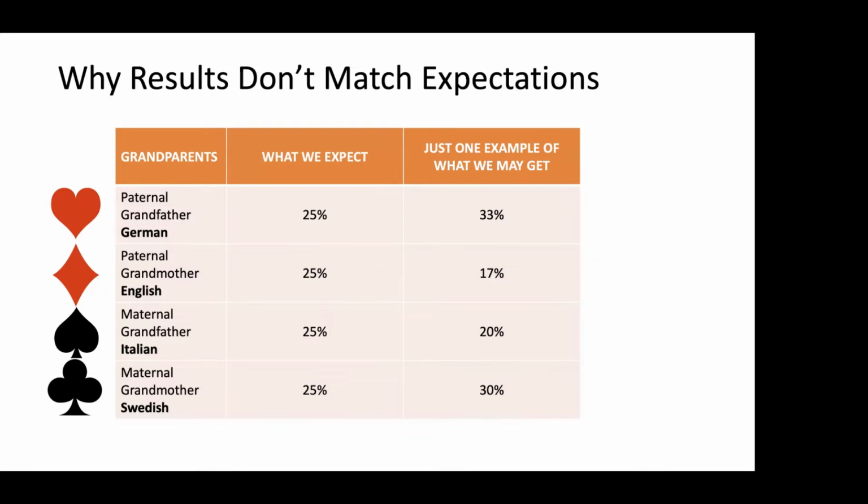As a result of this randomness, we can inherit significantly different amounts of DNA from each grandparent. One possible split is shown here: 33% from your paternal grandfather and only 17% from your paternal grandmother. The same kind of uneven split can occur on your mother's side.